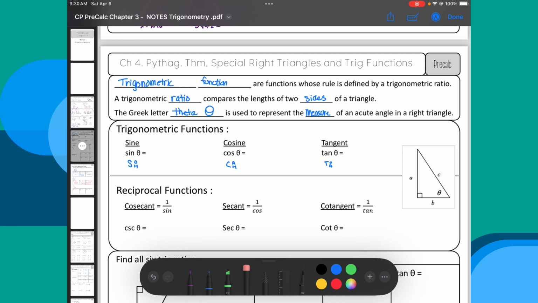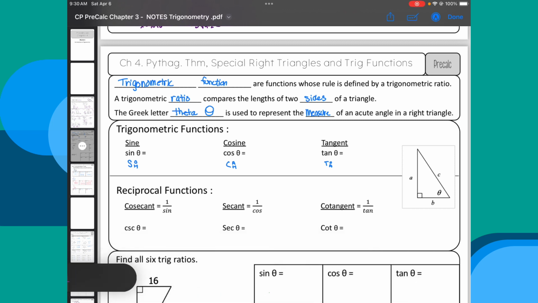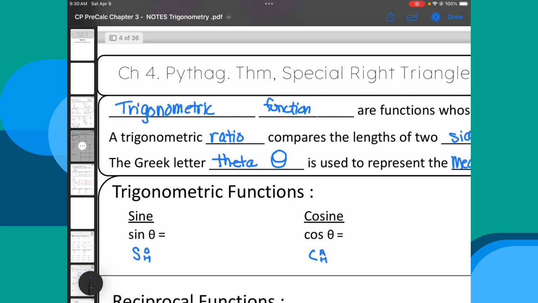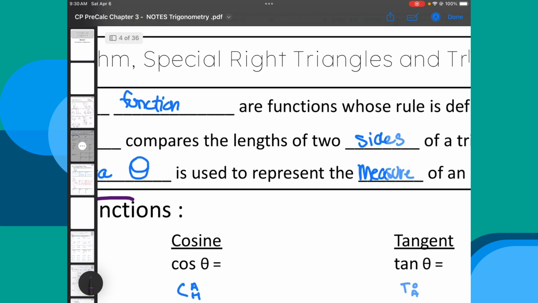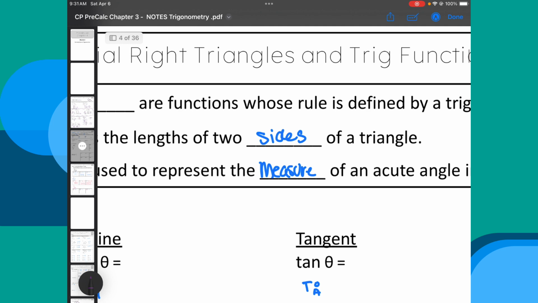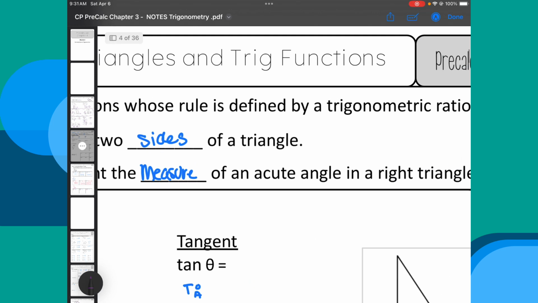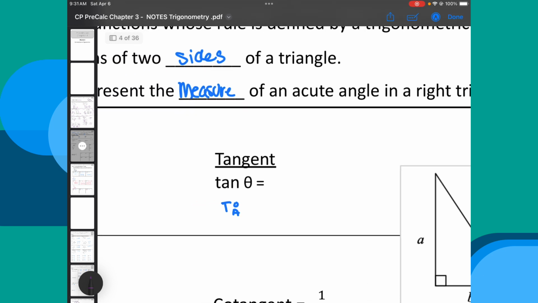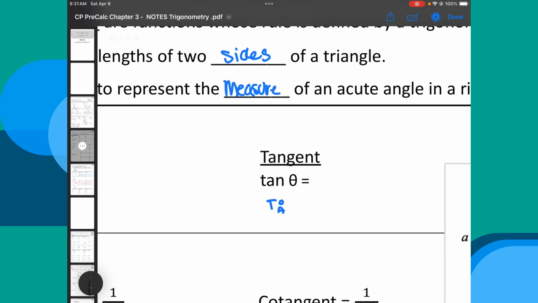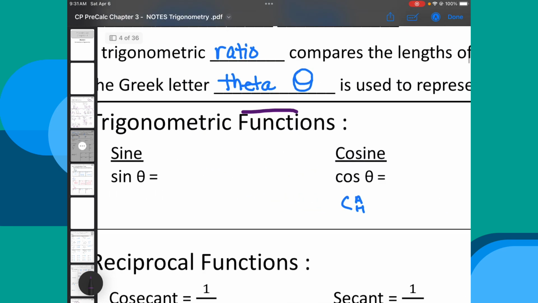So trig functions are functions that have rules defined by the trig ratios, and the trig ratios compare two sides of a triangle. When we are using trig, we use the Greek letter theta to represent the measure of the acute angles in a right triangle. So either one of these small angles can be represented with theta. When we do a side, we use x and y. When we do an angle, we use theta.